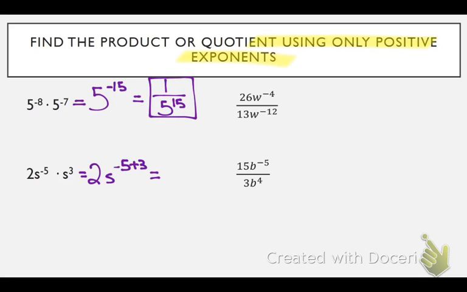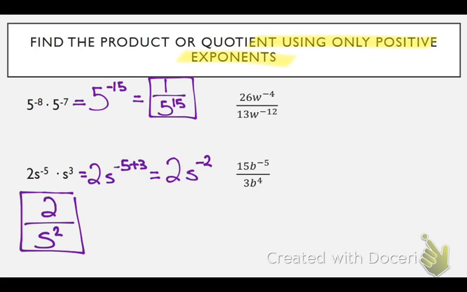Okay, now on the next one. 2s to the negative 5 plus 3 is 2s to the negative 2nd power. Which part of this is negative, the 2 or the s? The s. So the s is the only part that has to move. It's already in the numerator, understood to be over 1. So I move s squared into my denominator. 2 stays on top. I saw many people, this is probably the most common mistake, drop the entire term into the denominator. The 2 has to stay in the numerator. Does that make sense?